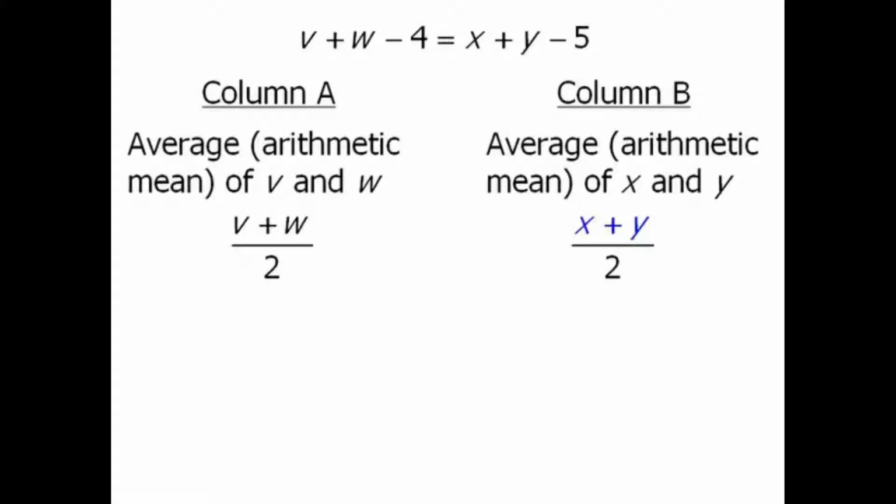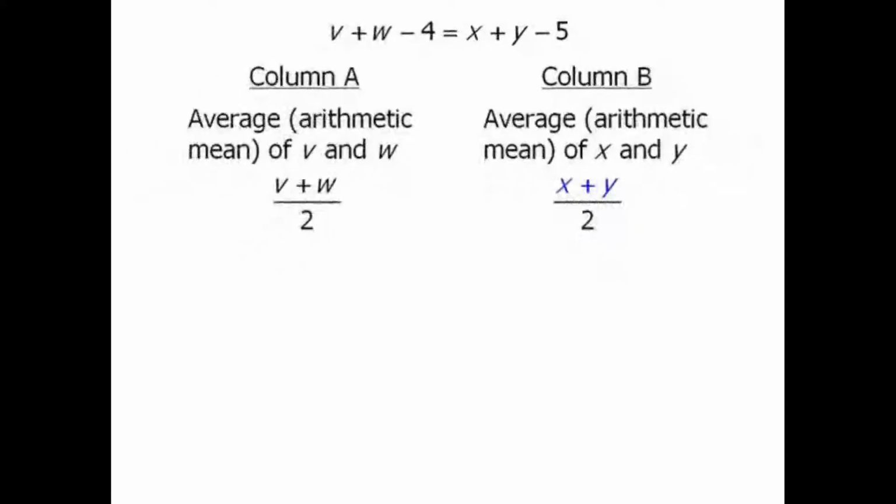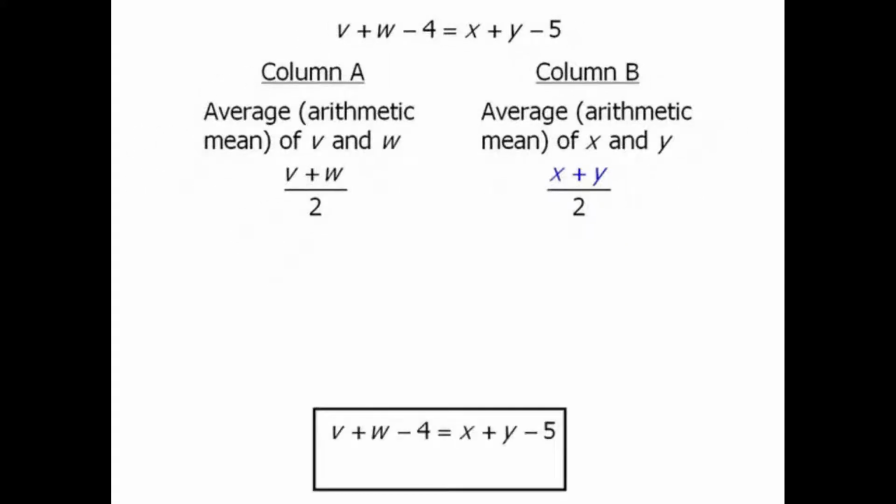At this point, I want to rewrite one of our columns so that we are using the same variables for both columns. Let's take the information we've been given so far, and we're going to add 5 to both sides of this equation to get the following. Now that we know that x plus y equals v plus w plus 1, we'll replace x plus y in column B with v plus w plus 1.